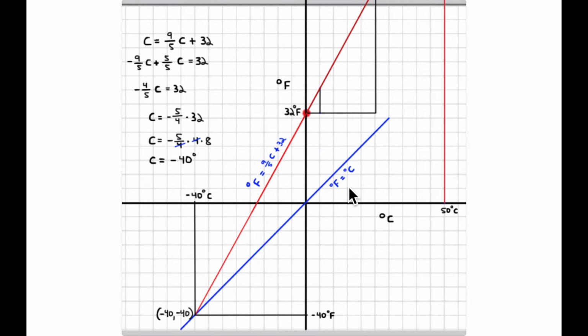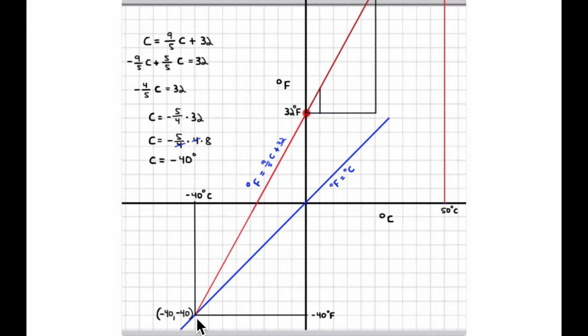So you just add this graph, degrees Fahrenheit equals degrees Celsius. That means that the y-intercept is 0 and the slope is 1. So you go over negative 1, down negative 1, over negative 1, down negative 1. The same as going over 1 to the right and up 1 on the y-axis, or on degrees Fahrenheit. So you just extend this graph out, and where do these two graphs intersect? That's the solution to both equations, or to the system of equations, and it intersects at negative 40 degrees Celsius and negative 40 degrees Fahrenheit.